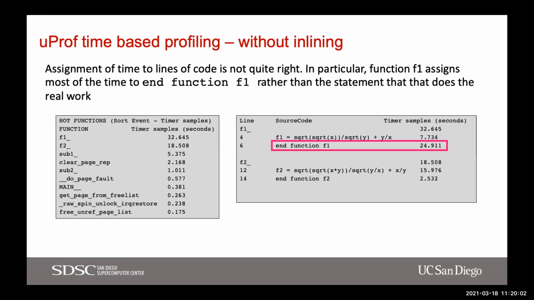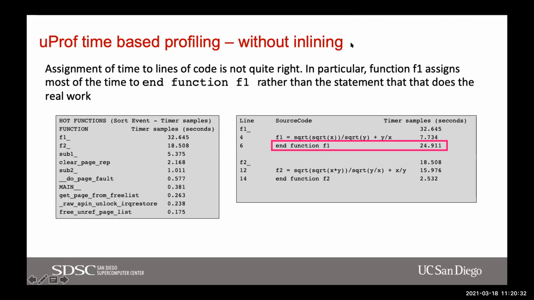But if you look on the right, you'll see that uProf doesn't do a perfect job of assigning usage to statements. In particular, for function F1, you'll see that the majority of the time is actually assigned to the end function statement. So when you're looking at the assignment of time to individual lines of source code, there's something useful there, but I would take the results with a grain of salt.